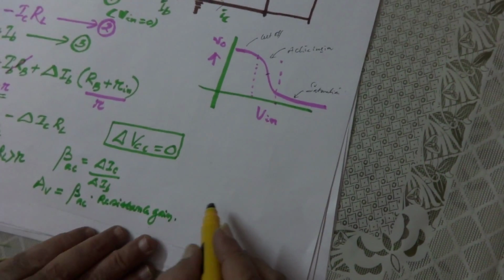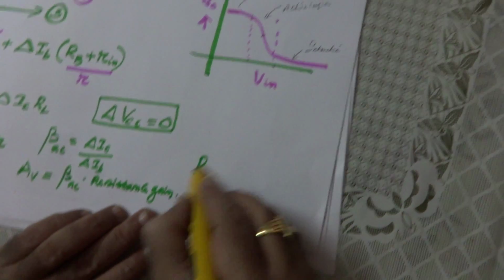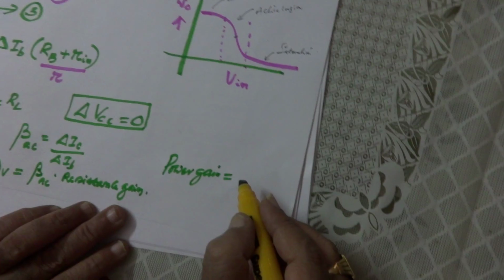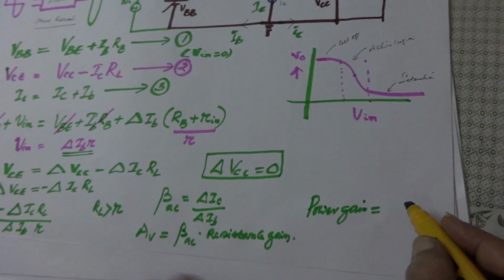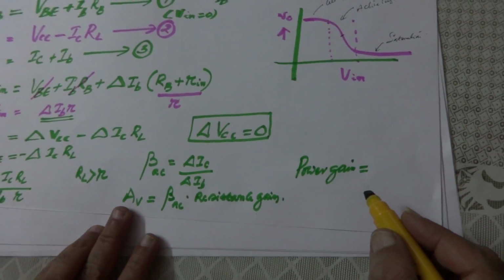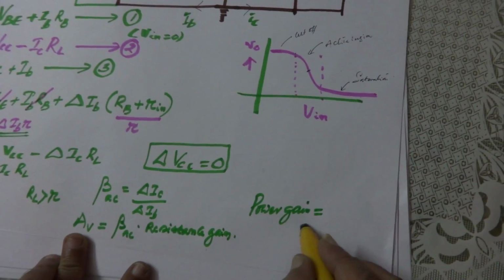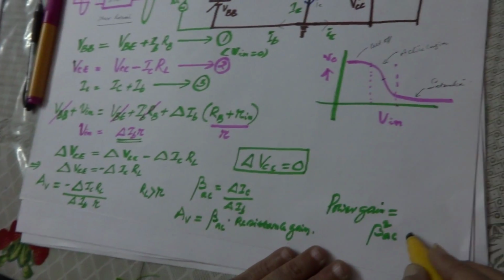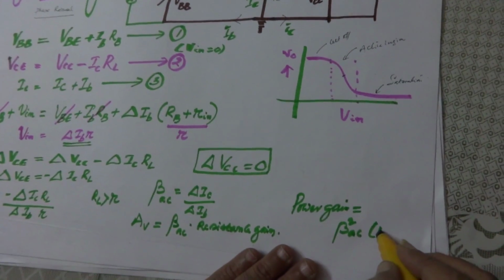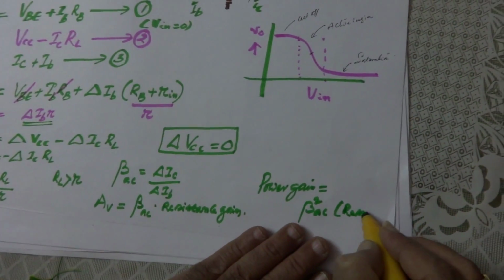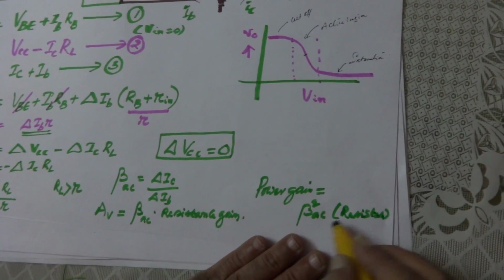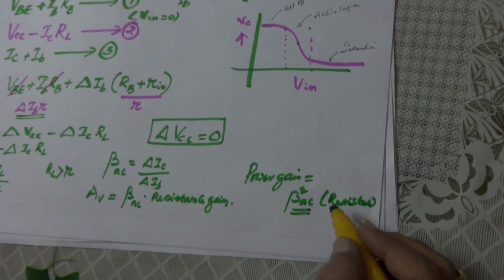Now if you want to write the power gain, we know that power is nothing but the product of voltage and the current. So here the power gain comes with beta square times the resistance gain AC, because once again we have to take this factor delta IC by delta IB. So beta square AC and resistance gain. We know that resistance gain is always greater than 1. So in that way we can get large gains in this one.